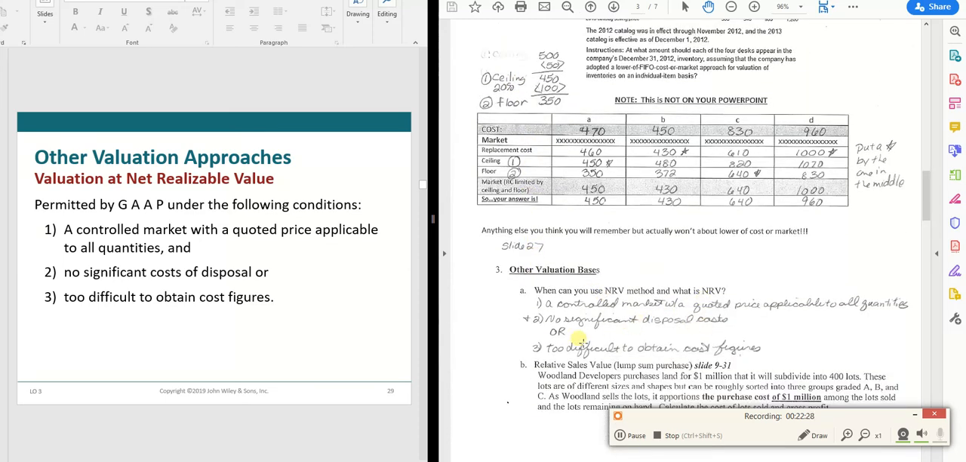So the question is, when can you simply use net realizable value as my value for inventory? These are the requirements: a controlled market with a quoted price applicable to all quantities, no significant cost of disposal, or, so this is an and, so 1 and 2 or 3, or it's difficult to obtain cost figures. Probably the best instance of when I simply don't keep track of cost and I just value my inventory at net realizable value, the best example of that is commodities.